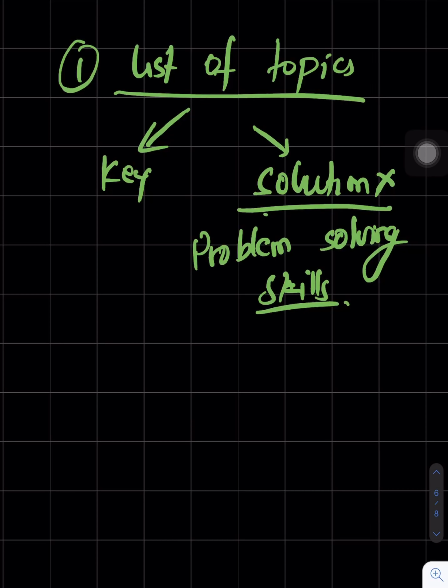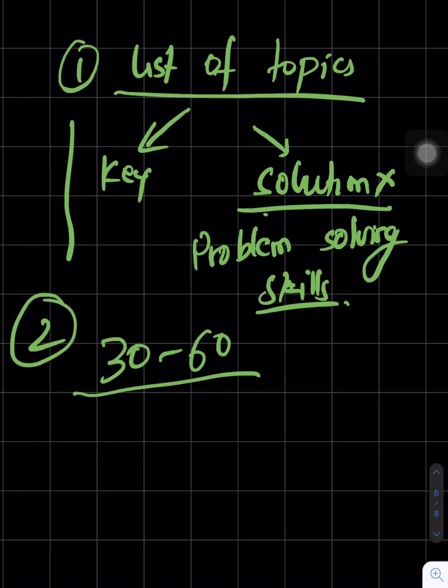All right, so the list of topics. Once you have this list of topics, what you are supposed to do is go back and read these topics. The second is that take the same paper again, where you have gotten between 30 to 60 marks or somewhere around this range, and then ideally, on pen and paper, re-attempt the paper.